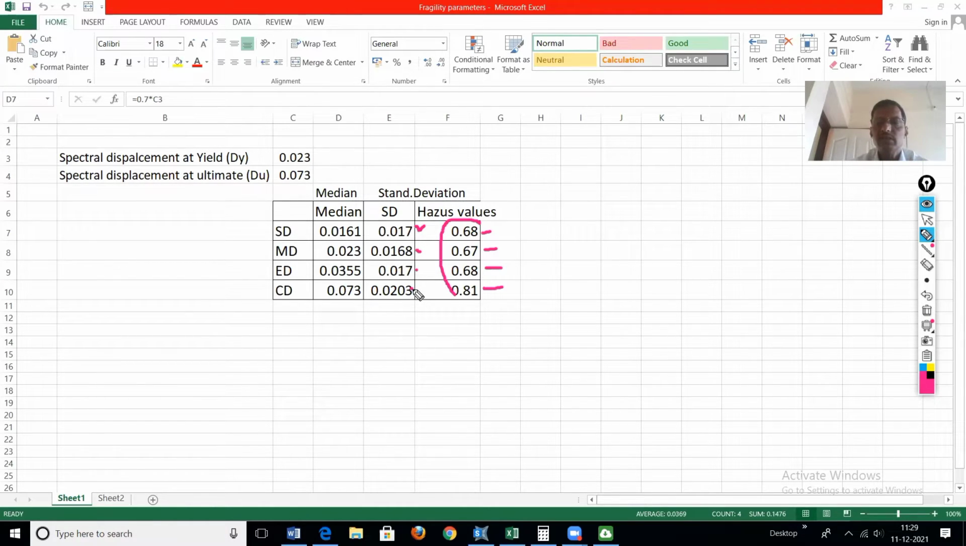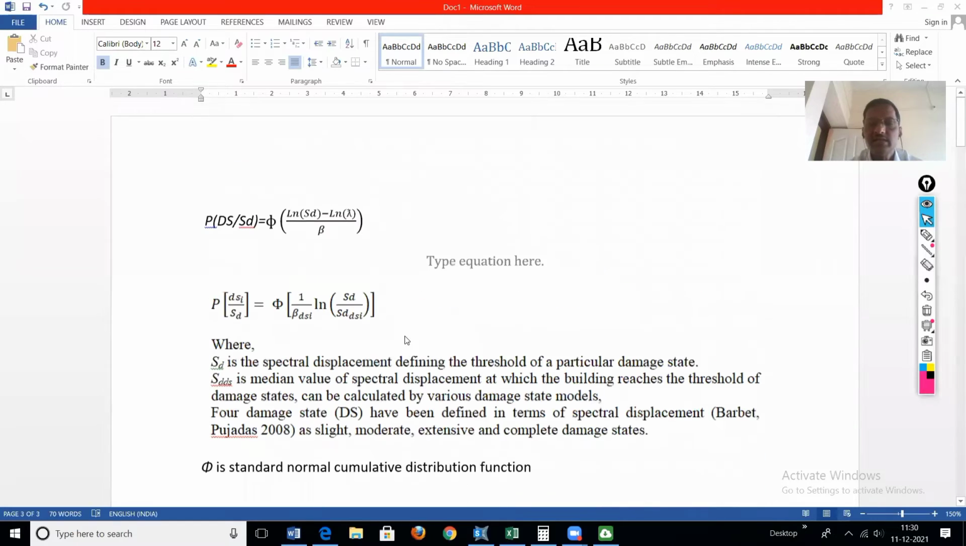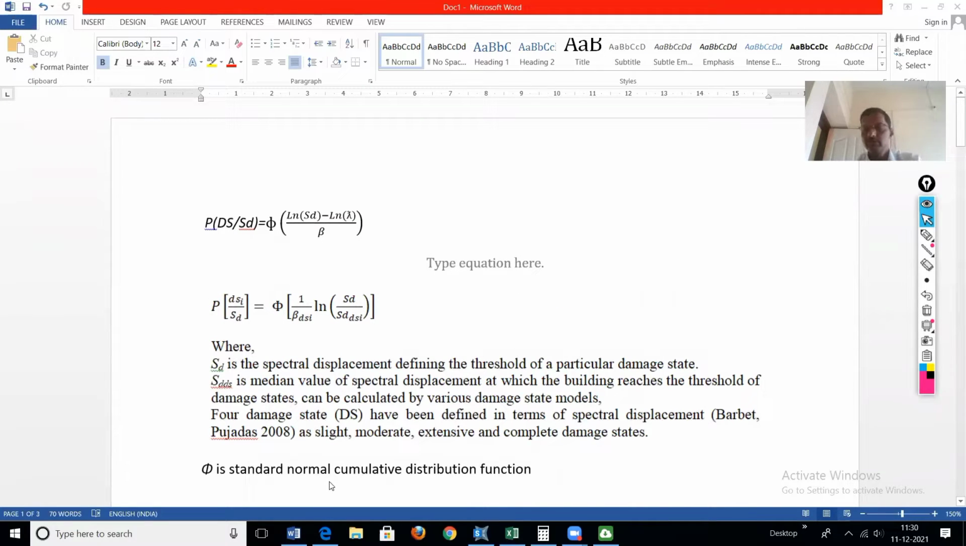Now we have estimated the median value in meters for each of the 4 damage states, and we have taken the standard deviation value from Hazus in meters. So for plotting the fragility curve, these 2 tables, these columns, are important. Now, what is the equation to plot the fragility curve? Different researchers have proposed the equation. So this is the equation.